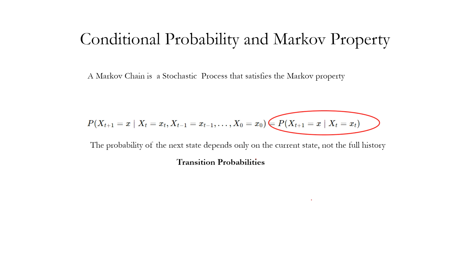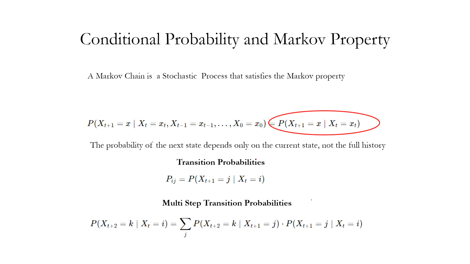So transition probabilities, we've got P_ij = P(X_{t+1} = j | X_t = i). We also have something called multi-step transition probabilities, right? So P(X_{t+2} = k | X_t = i), but we need some filler, right, to get from i to k, and that would be j, right? So we've got P(X_{t+2} = k | X_{t+1} = j) times P(X_{t+1} = j | X_t = i), right? So that's connecting i to k. Okay, so that's a multi-step transition probability.